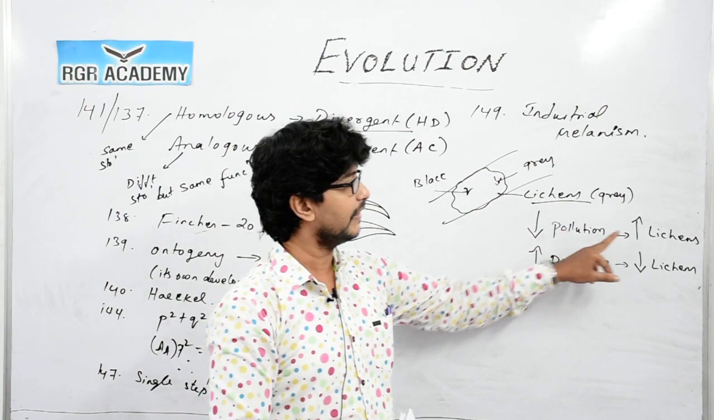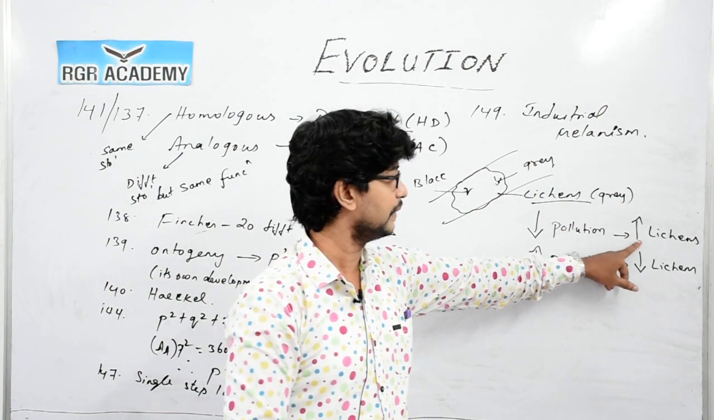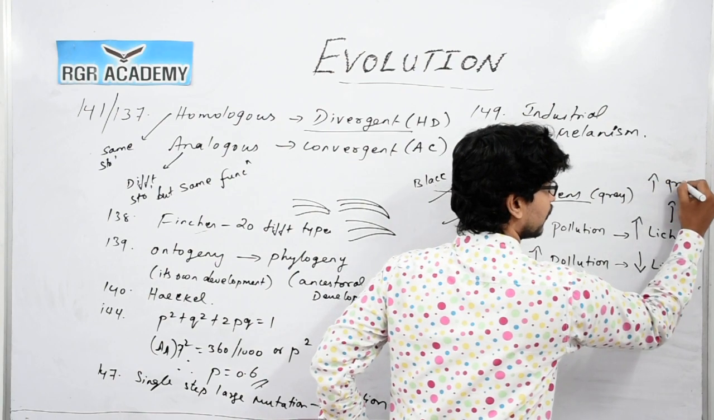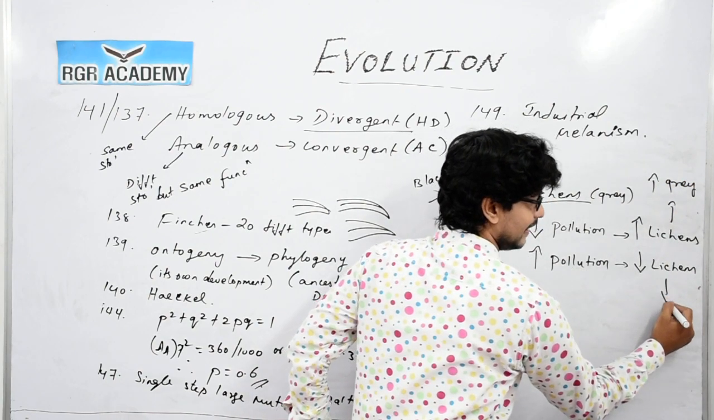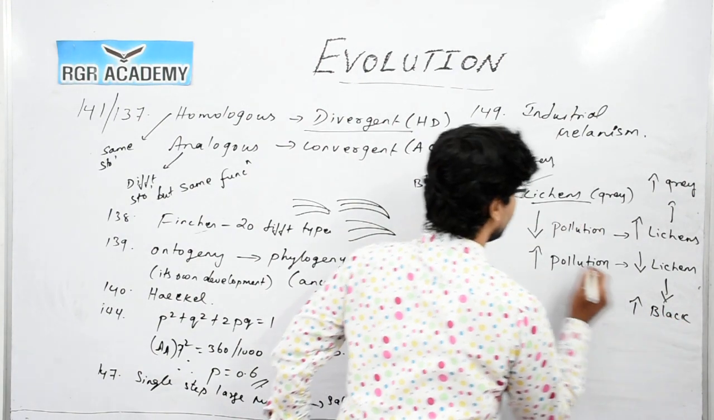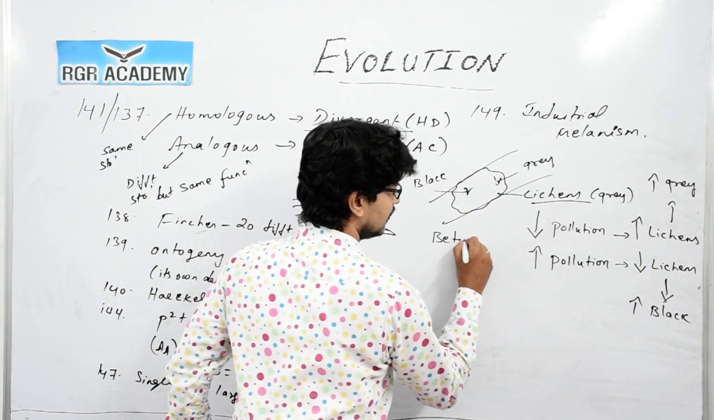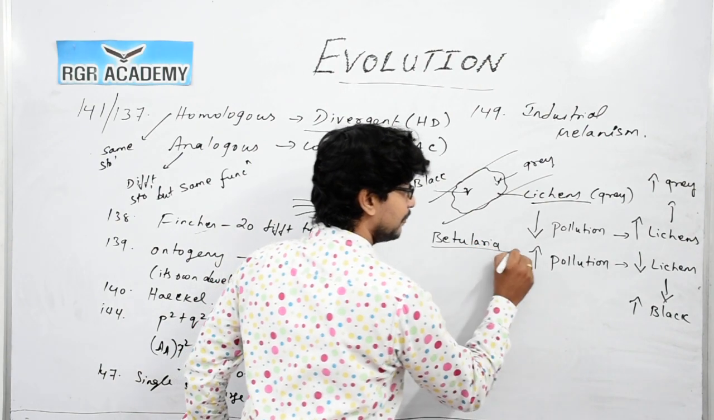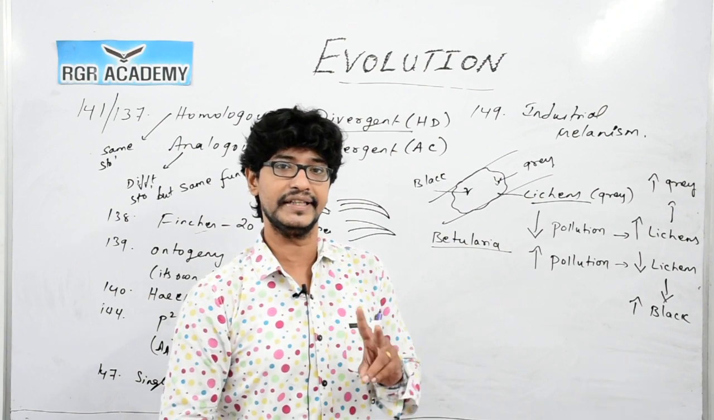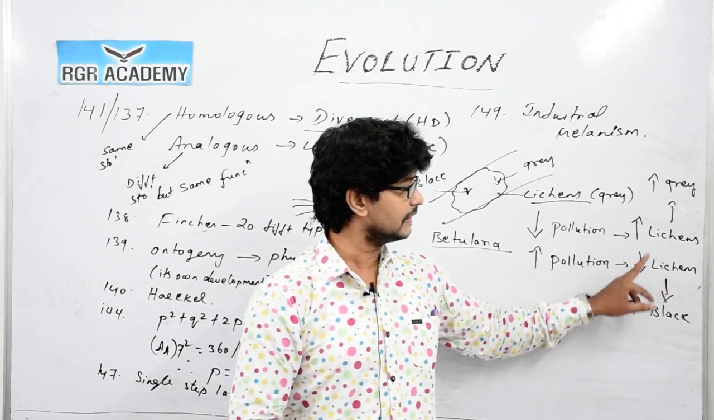So when there were more lichens, the grey moth was proliferating, and there were more grey moths. When the lichens started decreasing, there were fewer grey moths. This moth is called Betularia. It means nature is giving opportunity, or selecting, at both extremes: where there are more lichens and where there are fewer lichens.